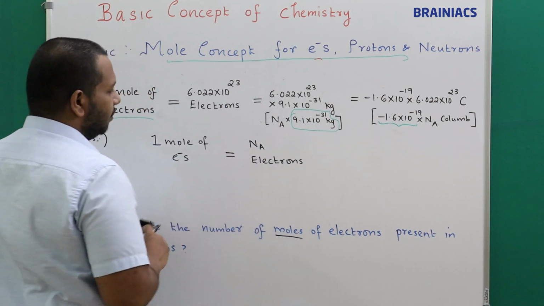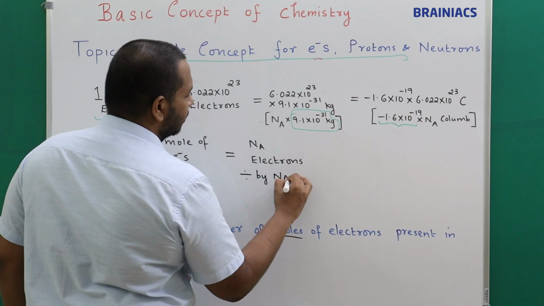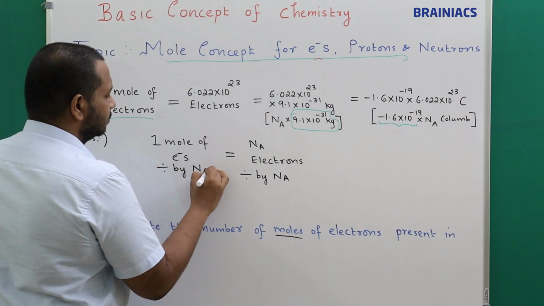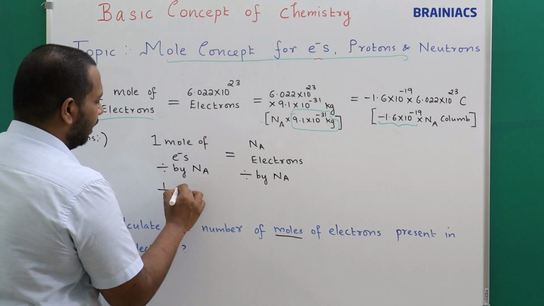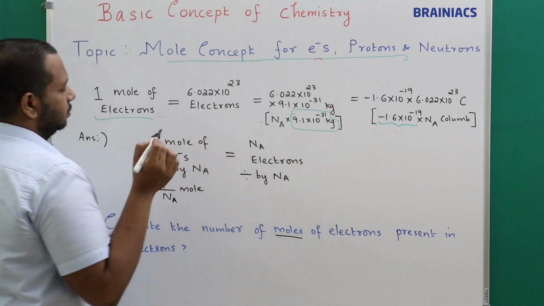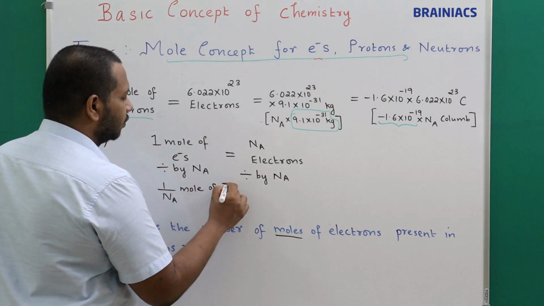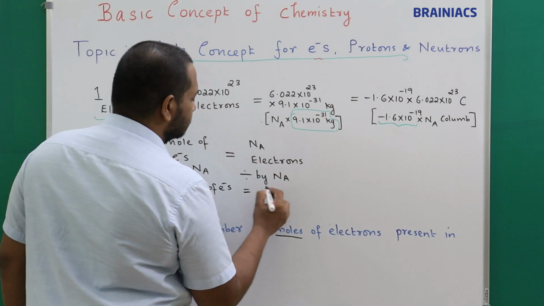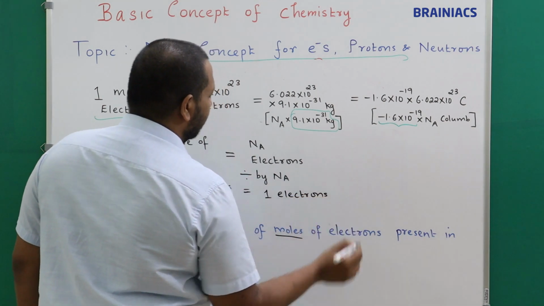So we are dividing by Na on both sides. Here also divide by Na. So this will become what? 1 by Na mole of electrons. Correct? 1 by Na mole of electrons. So this will become what? 1 electron. Okay.